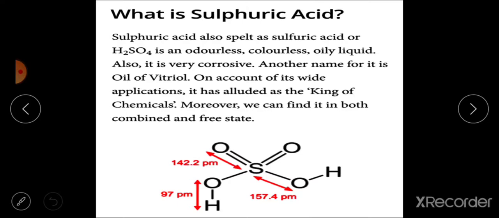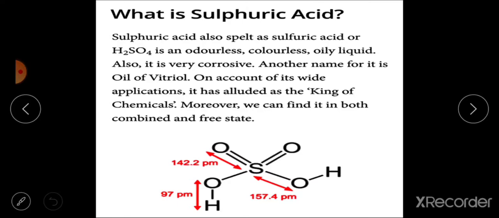It is known as king of chemicals because it has wide applications in every industry. Most of the chemicals are manufactured with the help of sulfuric acid. That's why this is called as king of chemicals.